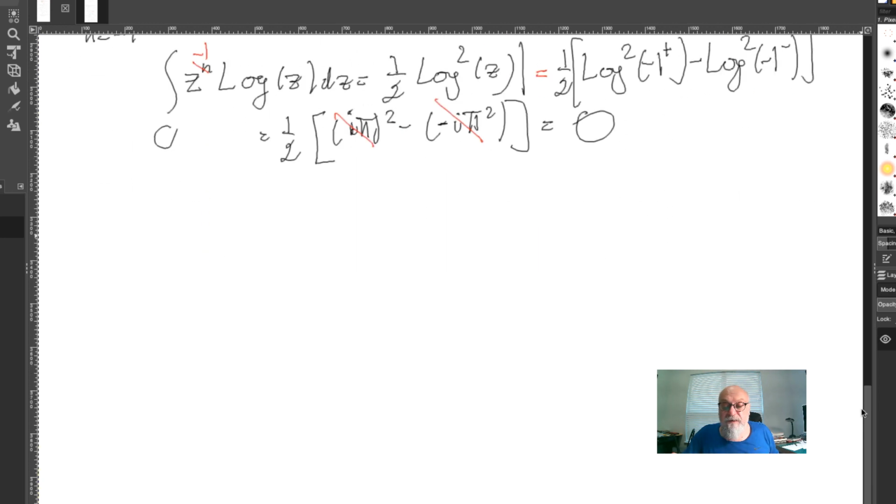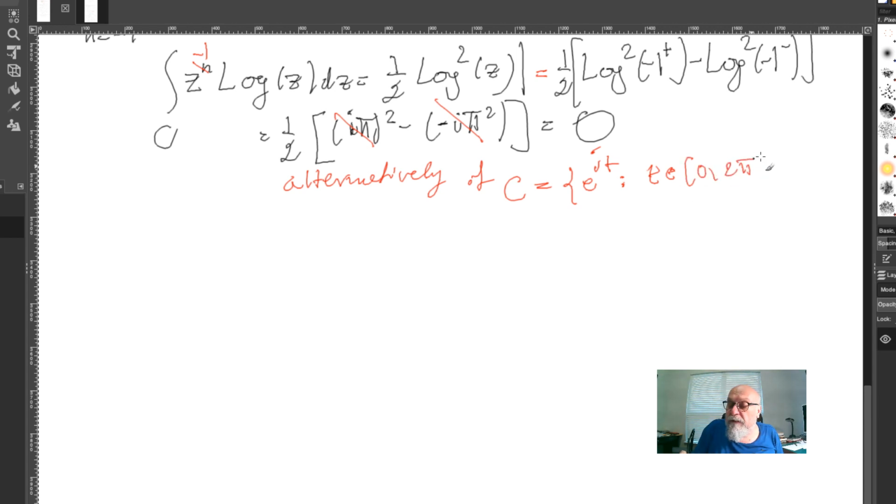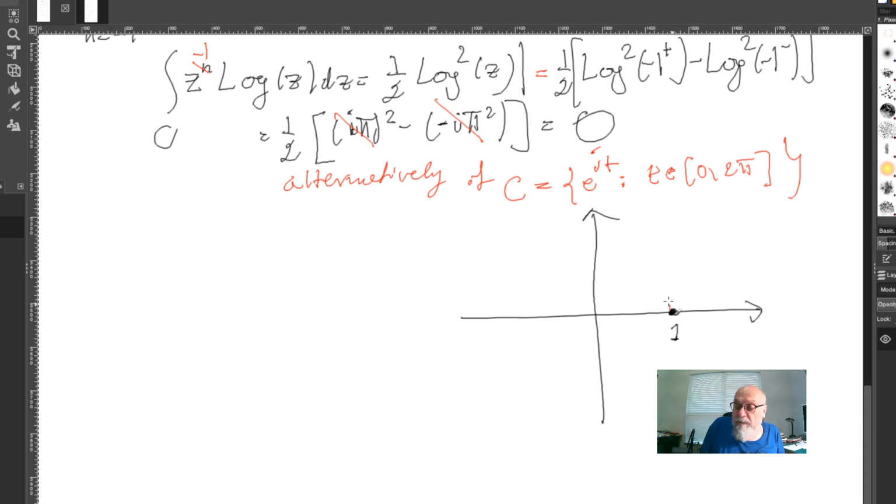Maybe for you, just to show you that in this case, if you choose a different beginning of your path of integration, so for example, if C is given like e^{it}, and alternatively, if C is equal to e^{it}, where t belongs to 0 to pi, in such a case, our picture will be a little different. Let me use the hand to draw it, so I don't waste my time on the drawing. So this is my point 1, and this is the beginning of the path. So in such a case, this is the path of integration.